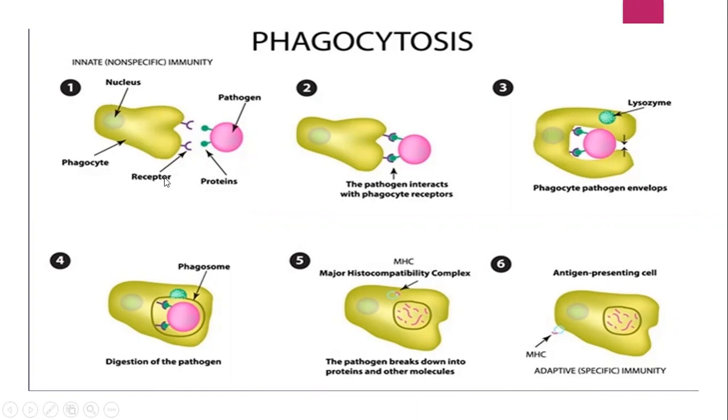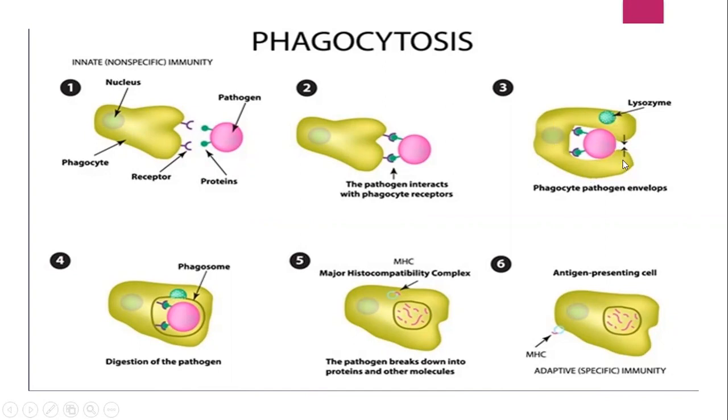This phagocyte has receptors on its body. In the center is the nucleus, and outside of the body they have a special type of structure called receptors. These receptors take these proteins inside. The pathogens interact with the phagocyte receptors, and then the phagocyte envelops the pathogens. They will open this area and engulf all the pathogens inside.